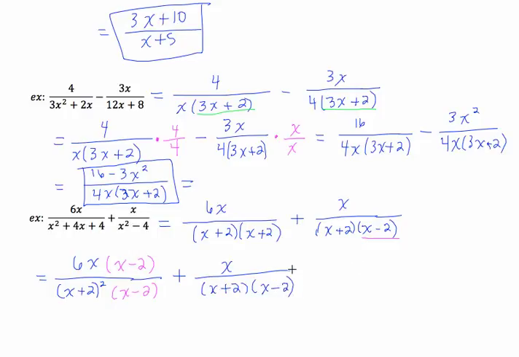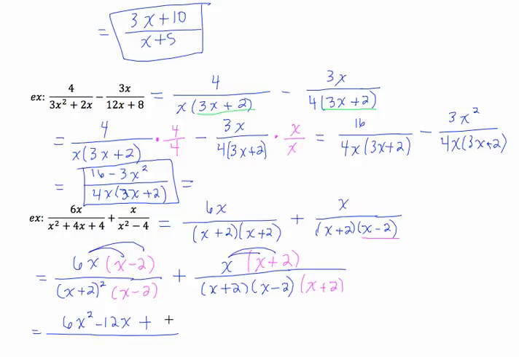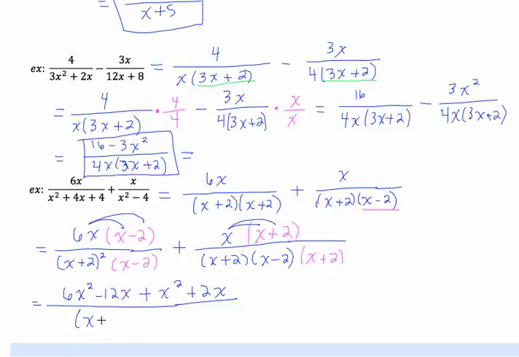What we need is another x plus 2 on this second term because we have one of them, but this one has 2. So we're going to multiply this one by x plus 2 over itself. And then simplify from here. So this first one, if we expand that out, we get 6x squared minus 12x. Now we're adding, so plus all of this, x squared plus 2x. All over x plus 2 quantity squared times x minus 2 because they have the same denominator.